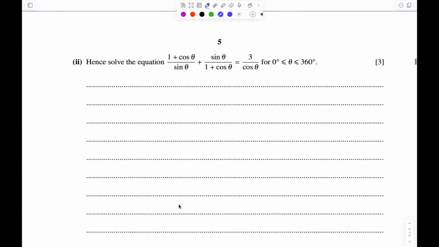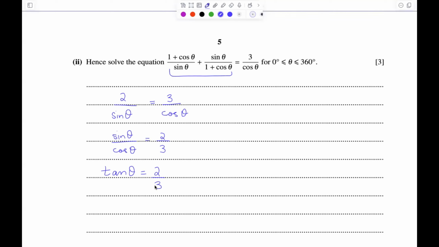Now in the next question, we have to solve the equation (1 plus cos theta) upon sine theta plus sine upon (1 plus cos) is equal to 3 upon cos theta. Now in the previous part, we proved that this is identical to 2 upon sine theta. So we can write 2 upon sine theta in place of this, and this will remain as it is. Simplifying this, we'll get sine theta upon cos theta is equal to 2 upon 3. We know that sine theta upon cos theta is tan theta, which is equal to 2 upon 3.